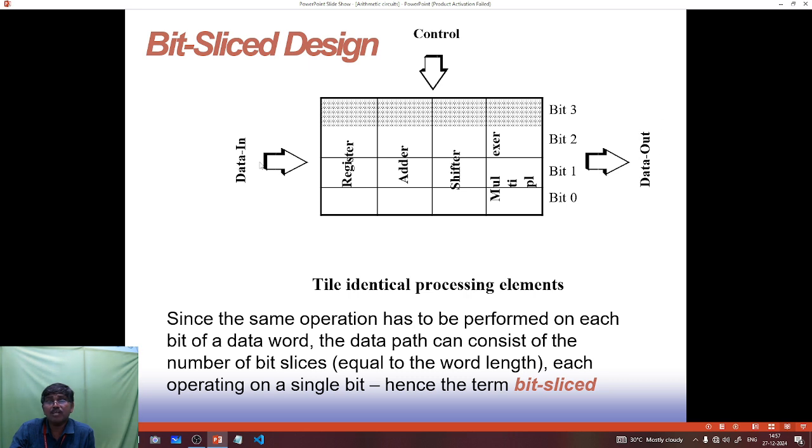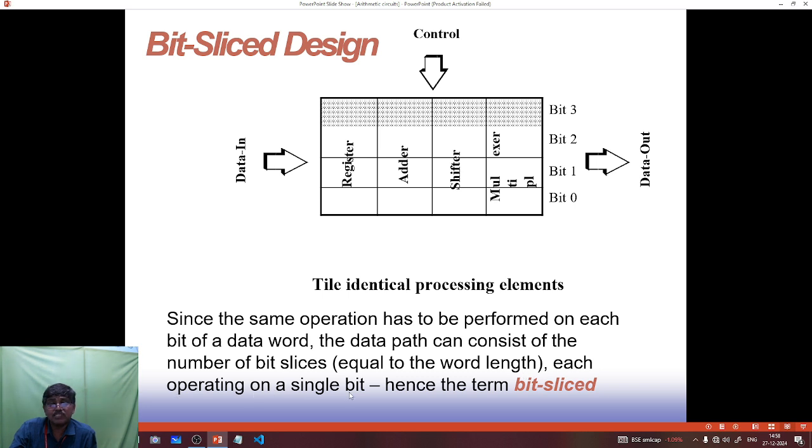We give a data input to the register, and after that the adder. Instead of an adder, we could use some other circuit, such as a comparator or some other processing unit. So this is the bit-sliced data bus. This is the control unit, which controls the input data as well as the processing data. Since some operation is performed on each bit of a data word, the data path can consist of a number of bit slices equal to the word length.